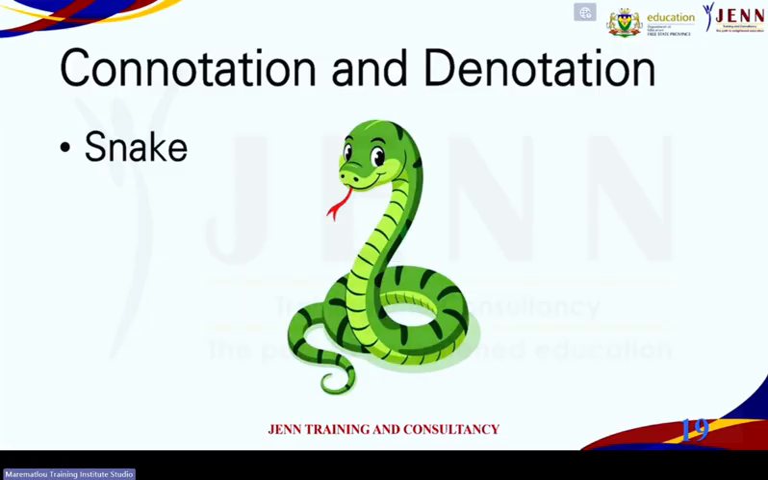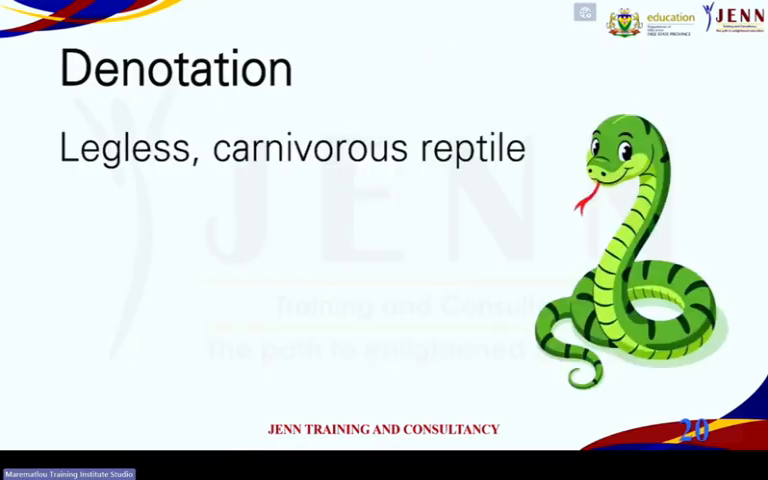What would be the denotation of the word snake, the dictionary meaning? The actual objective meaning of snake will be legless, carnivorous, reptile. So, what is a snake? It doesn't have legs, it eats meat, and it is cold blooded. That is what literally the meaning is of snake. Yet, we can use the word snake not only literally, we can use it in a connotative way.